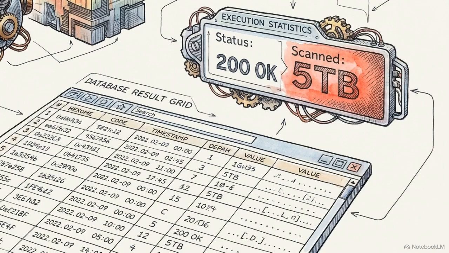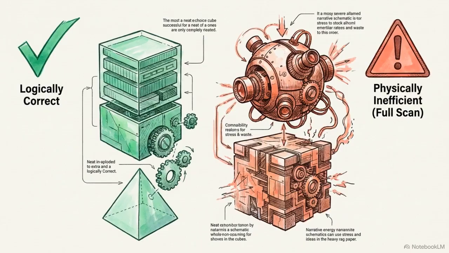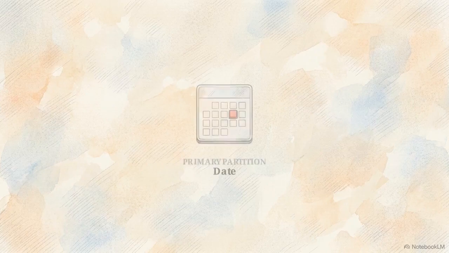The query still executes successfully. It returns mathematically correct data to the user without throwing a single error. This predicate pushdown failure creates a dangerous illusion. Perfect logical results mask a massively inefficient, highly expensive physical execution plan.